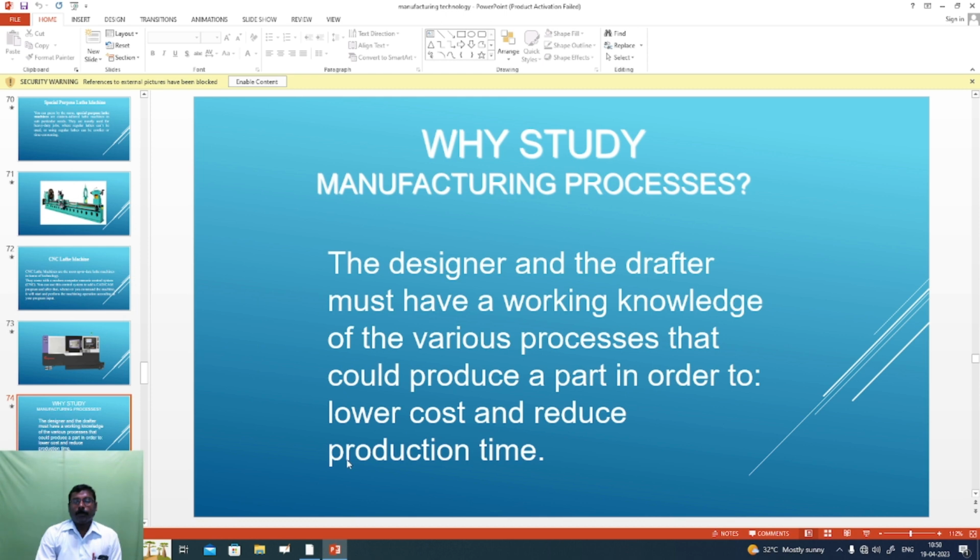So why study manufacturing processes? The designer and the drafter must have a working knowledge of the various processes that could produce a part in order to lower cost and reduce production time.